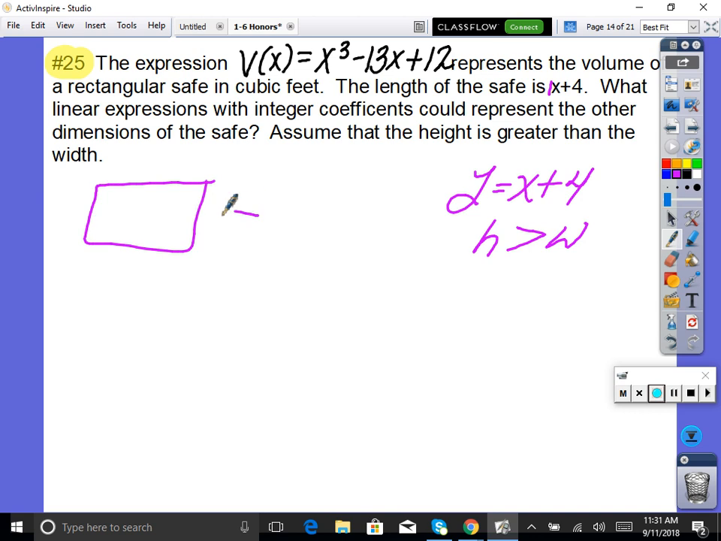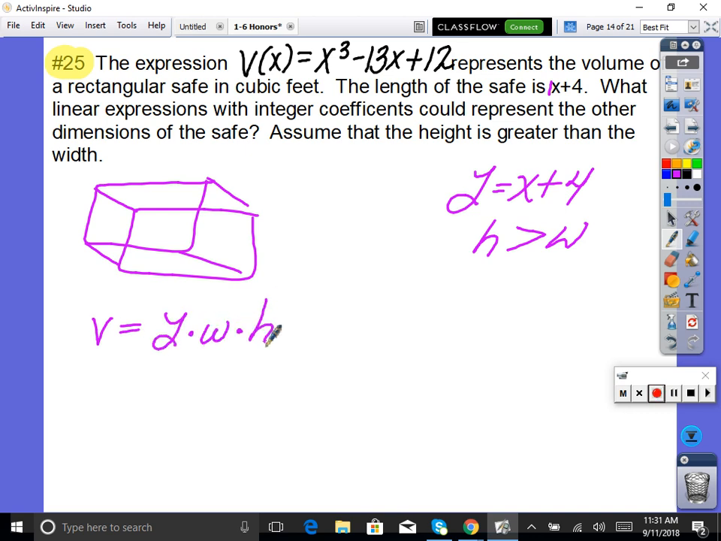So we have a box, and we are finding the volume. Well, we actually know the volume. The volume is equal to length times width times height. Let's put in everything we know. Don't we know the volume is that statement?